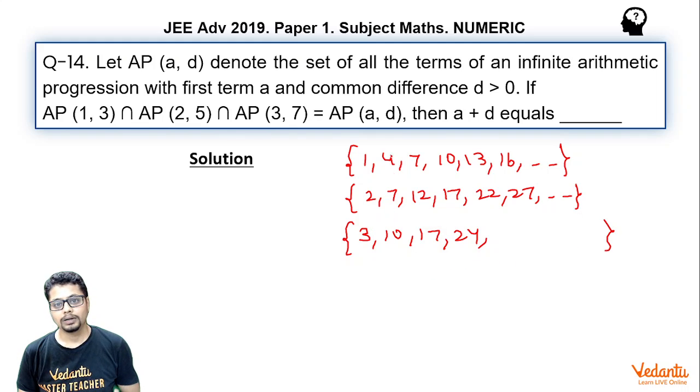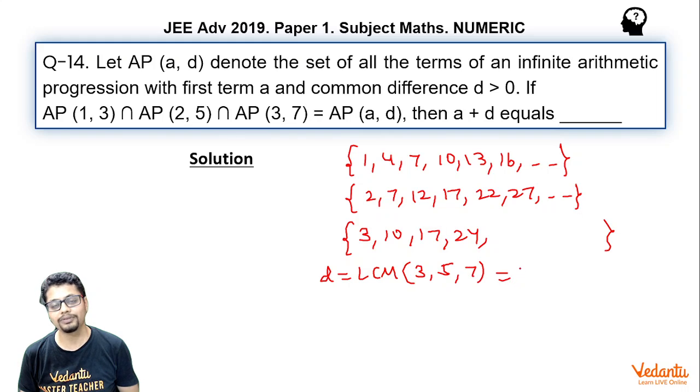Now, this d essentially would be the LCM of the common differences of these three APs, which are 3, 5, 7. So the LCM of 3, 5, 7 turns out to be 105. Now how is that? So consider this.